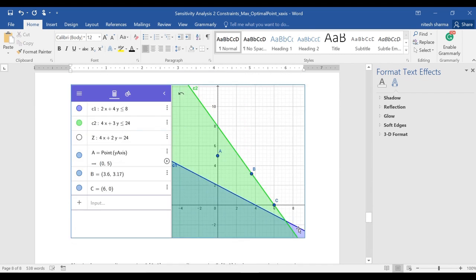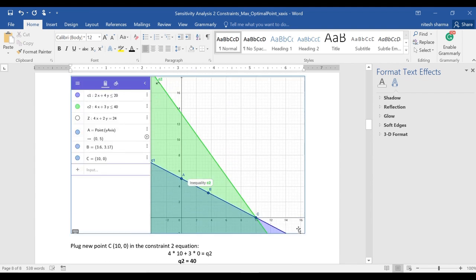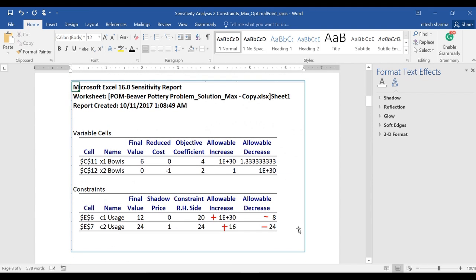If I try to verify it with what I got when I solved the problem in Solver, I'll get the same answer. 20 minus 8, that is 12. So the range is 12 to infinity. 24 plus 16, that is 40. And 24 minus 24, that is 0. So the range for constraint 2 is 0 to 40.